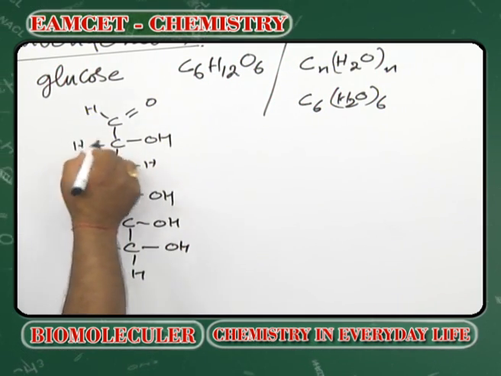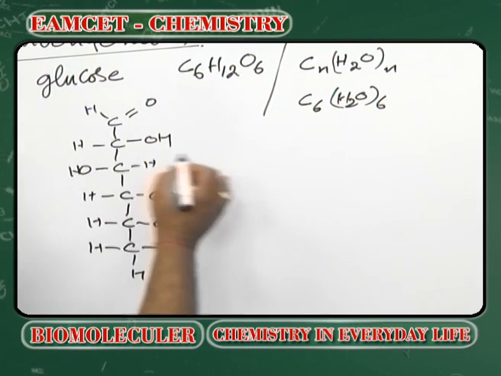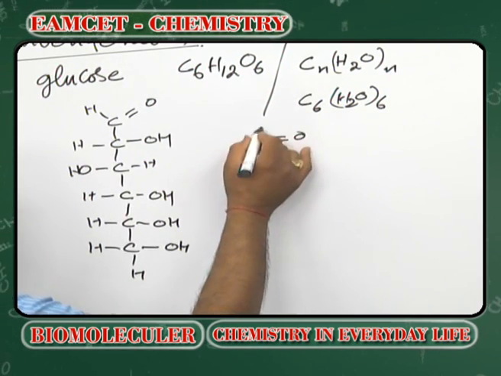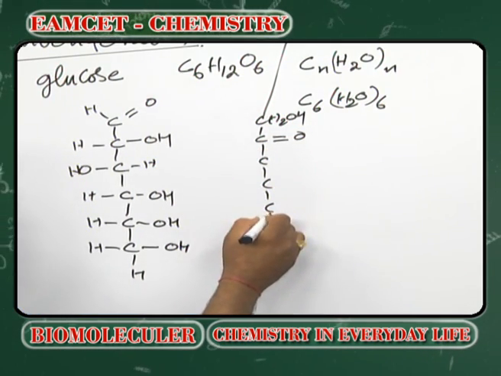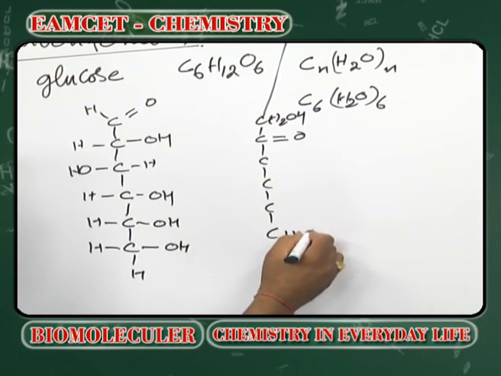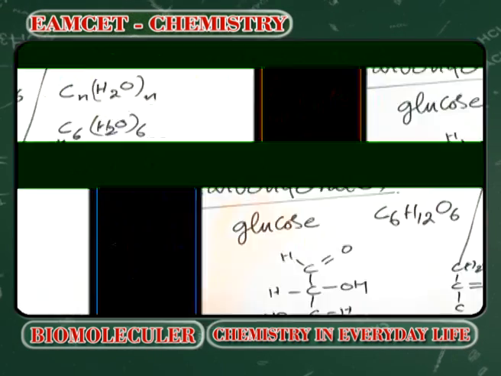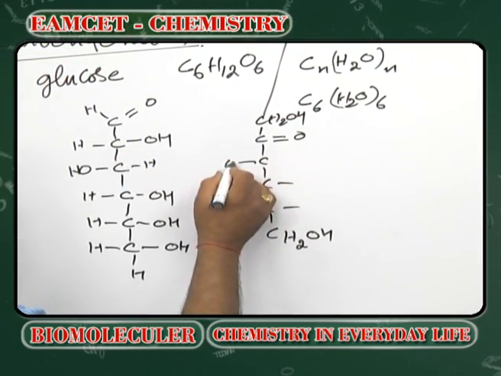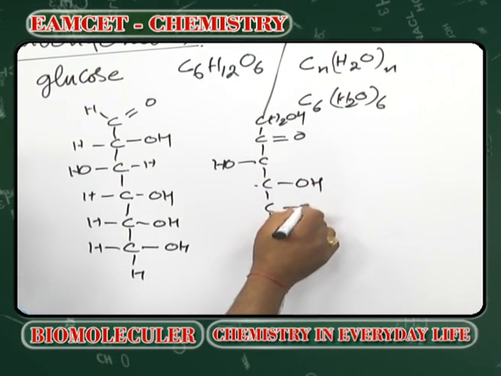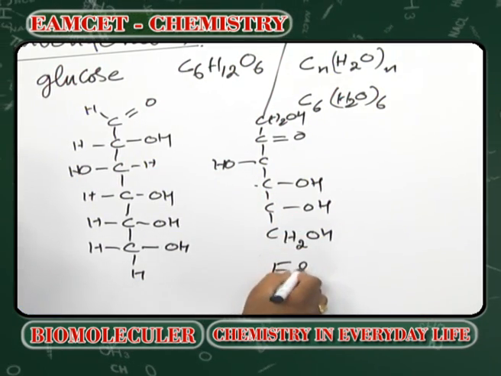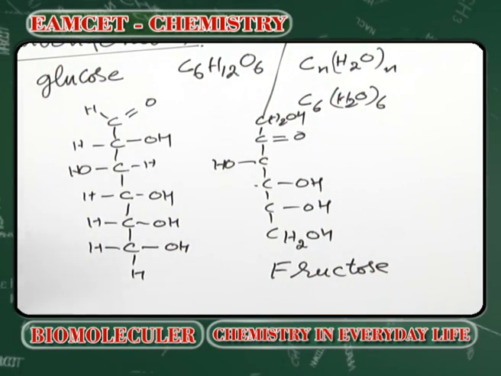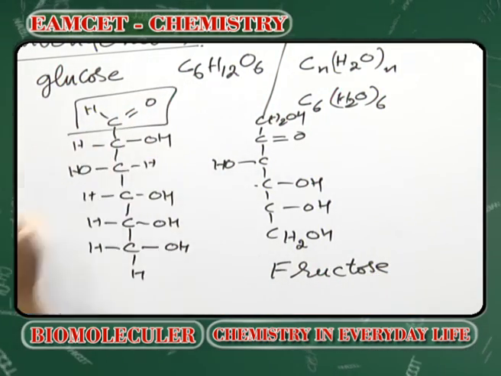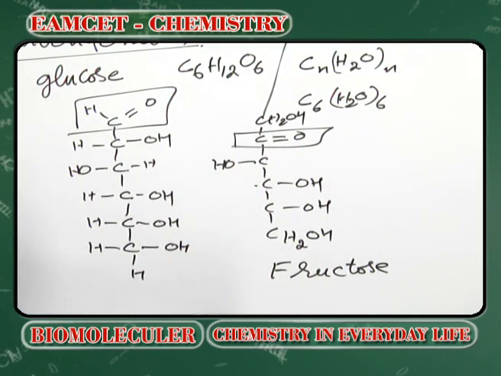So we have an isomer of glucose. At the second carbon, there is a carbonyl group, the first carbon is CH2OH, the last carbon is also CH2OH, and the middle carbons have OH. This is called fructose. If you see carefully, glucose is an aldehyde, fructose is a ketone.